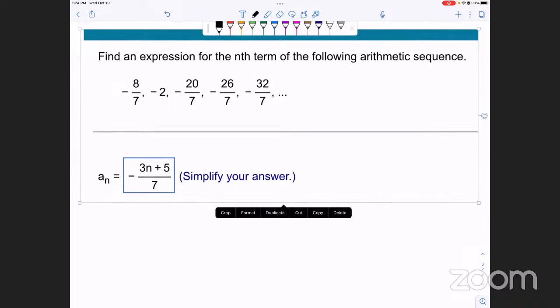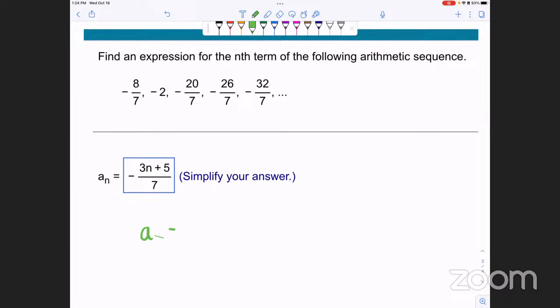So it says find an expression for the nth term. So if it's an arithmetic sequence, right? So we would start with a_n equals the first term plus n minus 1 times the common difference, right? So if it's arithmetic, we see that the first term is -8/7, right? So the nth term, we got the first one, which is -8/7. Oh, I see the problem. So I see why I got it wrong. Do we need to finish it out or you can take it from here? You can finish it out.